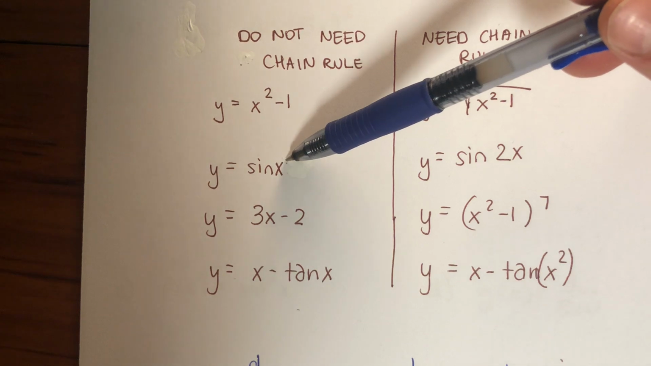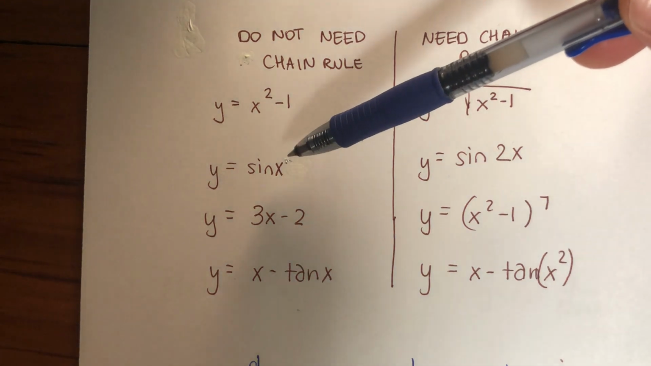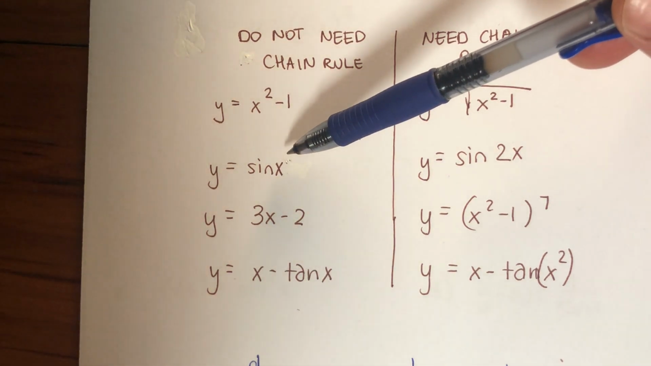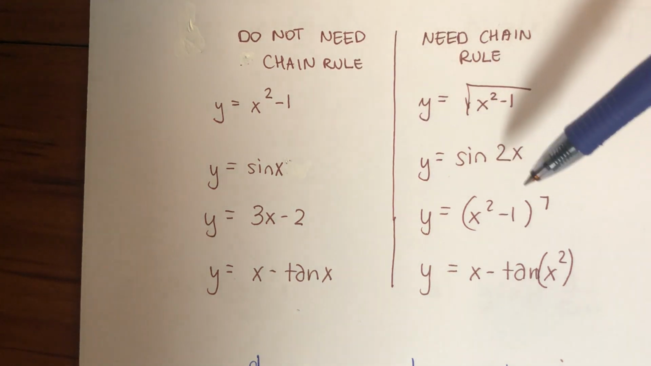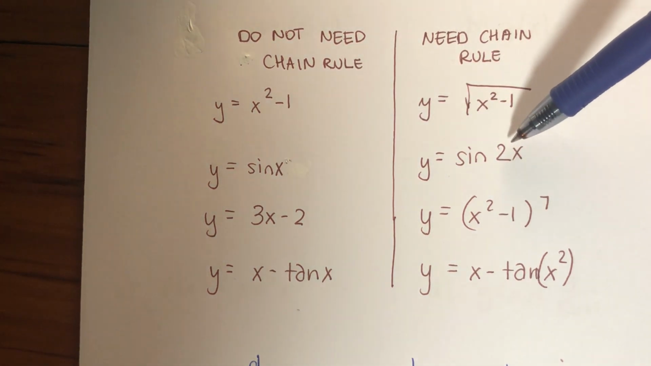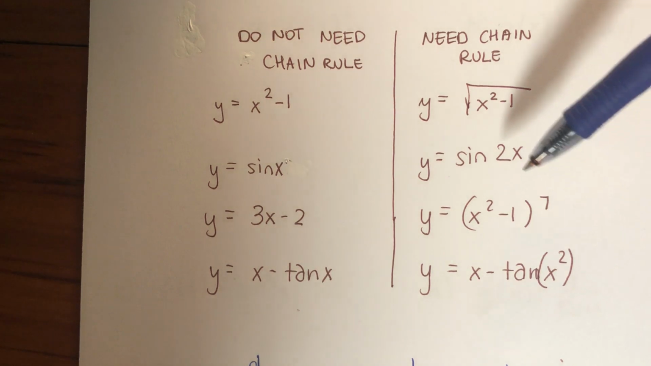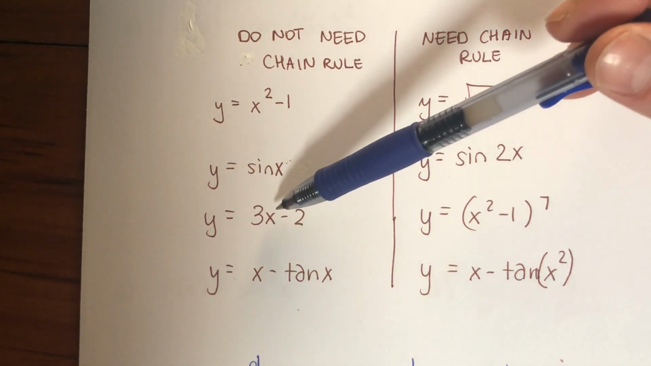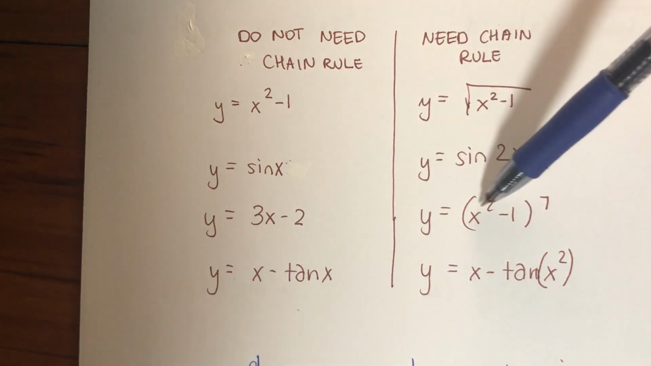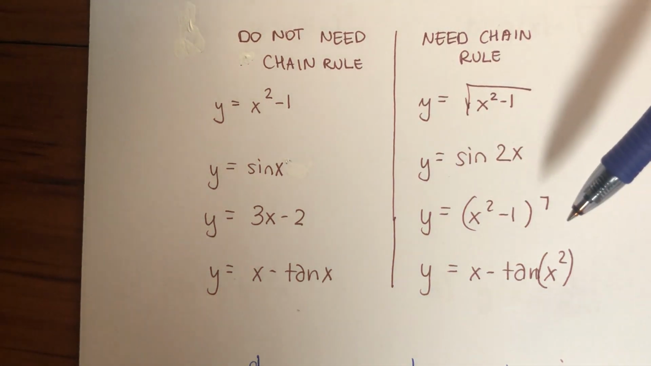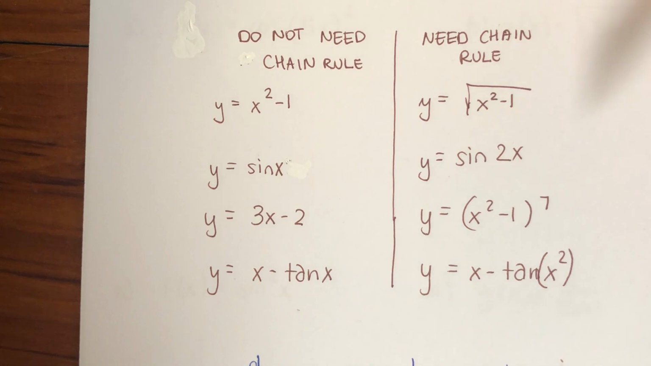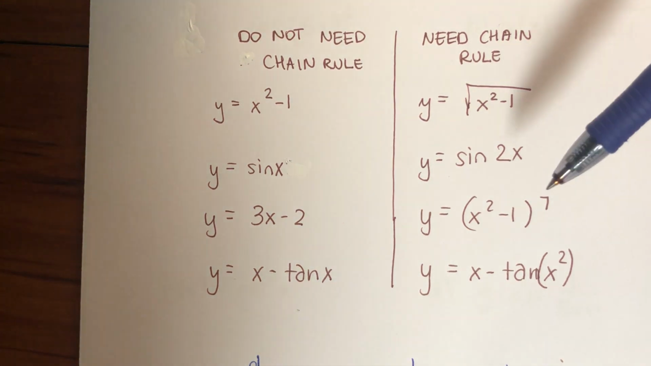This one, sine of x, you don't need to use the chain rule. You know what the derivative of sine of x is. But if you have a sine of a double angle, then you need to use a chain rule because there's something going on right there. Again, 3x minus 2, but if you have an expression that is raised to some power that we really do not want to multiply, definitely a chain rule.